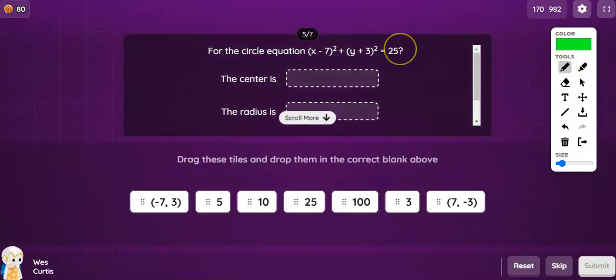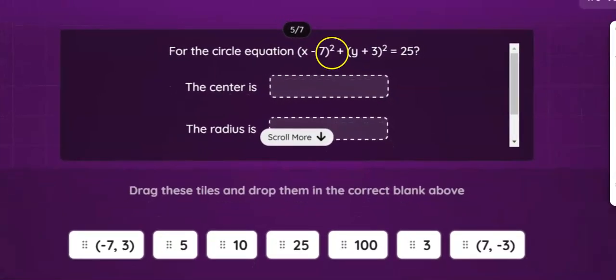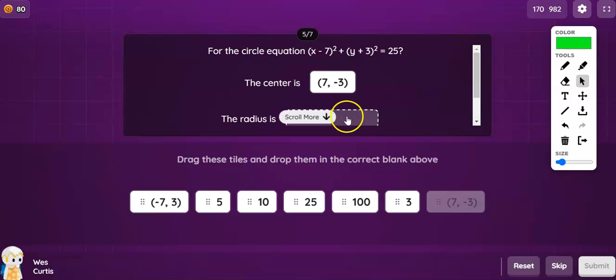Last couple questions. Don't forget about the circle equation. From the day that I was absent, left the video, but we talked about the next day. Remember, the center is always opposite of those. So the center is positive 7, negative 3. Not negative 7, positive 3.